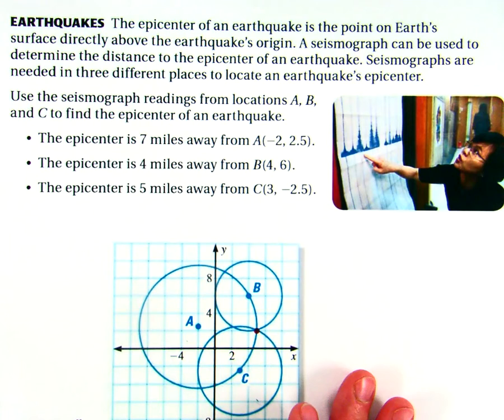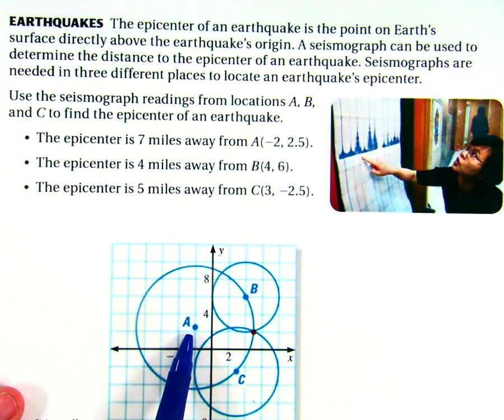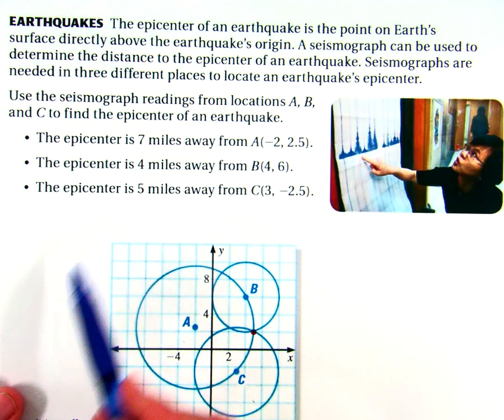One of the uses of circles is calculating or finding the epicenter of an earthquake. This is the way GPS positioning also works. So read the problem here. Notice that the epicenter of the earthquake is 7 miles from A. Okay, 7 miles from. That's just kind of the definition of a radius. It's the same distance from a point in space. It's 7 miles from A. That makes this circle.